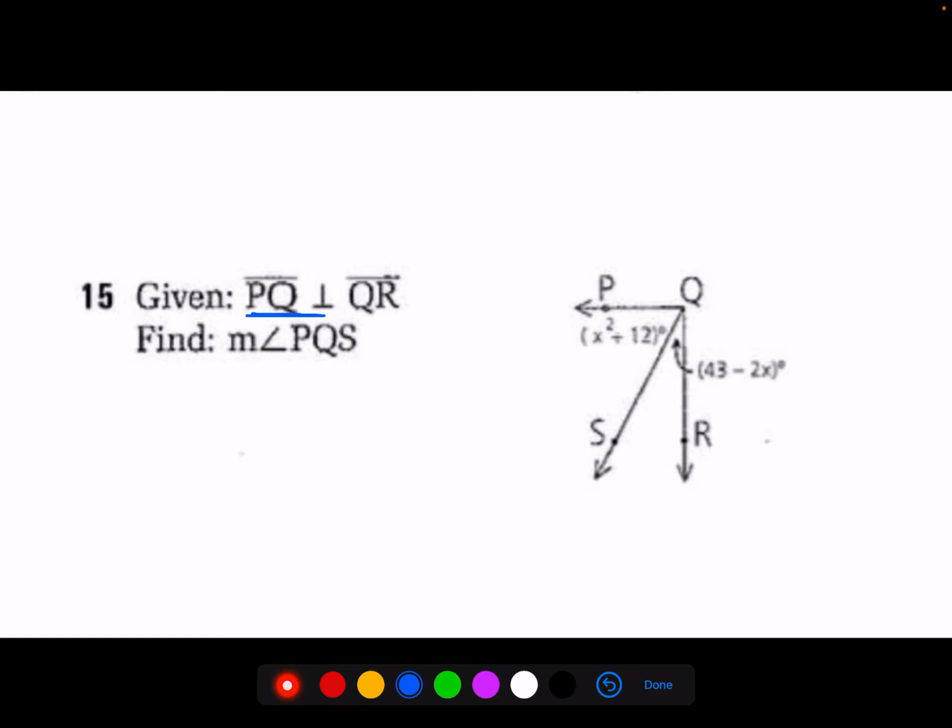First off, we see that PQ is perpendicular to QR, which means that they intersect at 90 degrees. This is a 90-degree angle right away. And also, that means that angle PQS and angle SQR are complements. They're complementary angles, meaning that they'll add to be 90 degrees. So I can set up an equation and say x squared plus 12 plus 43 minus 2x equals 90 degrees.